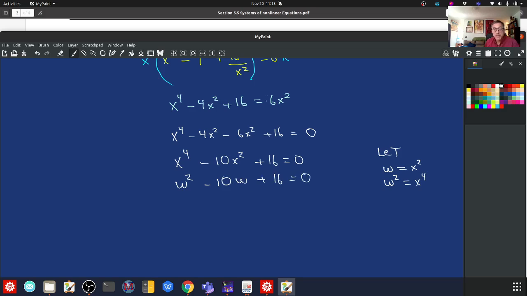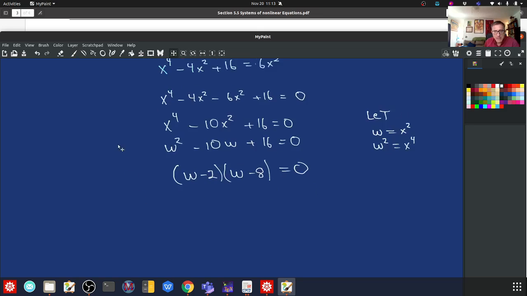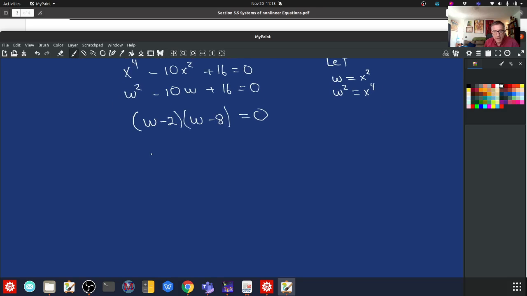So now I have a quadratic in the variable w, and I can factor this. This is going to factor to w minus 2 times w minus 8 is equal to 0. So that's going to imply directly that w is equal to 2 or w is equal to 8. But recall, my original is not in terms of w. I have to go back and substitute in my value of x for w.